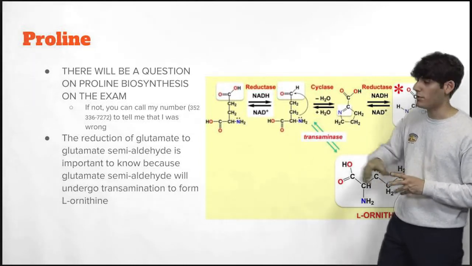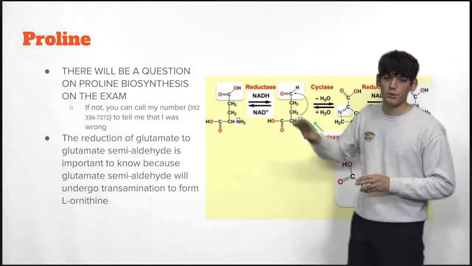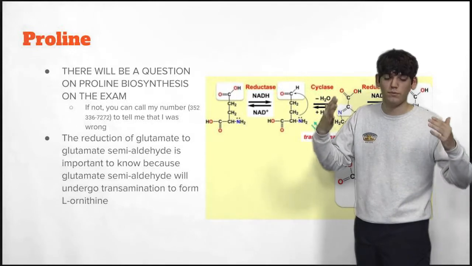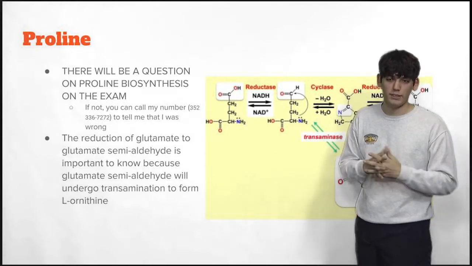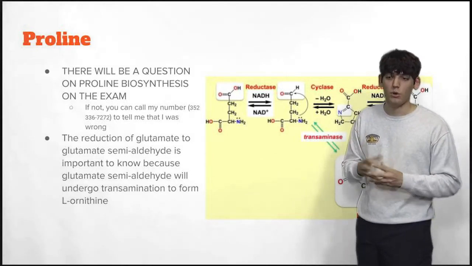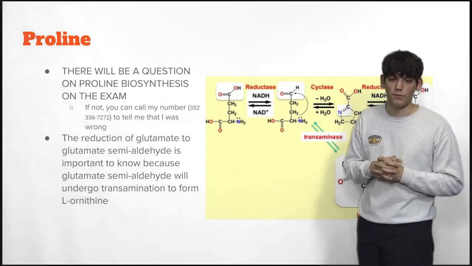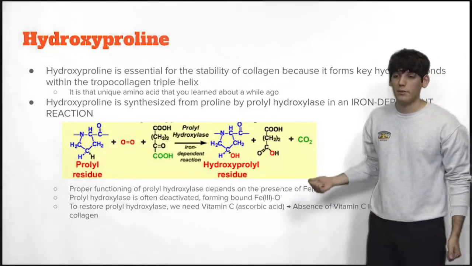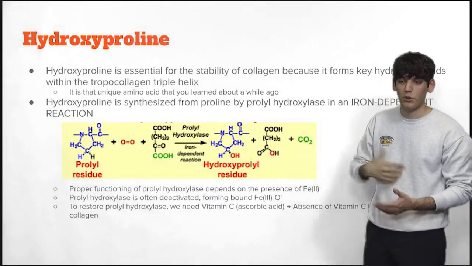That cyclase will form this sort of cyclic structure, which will undergo another reduction to form proline. This is really important to understand because it's a convergence point in this amino acid biosynthesis section, right? Proline is not only important for arginine, it's also important for hydroxyproline. So as I mentioned, proline is important for hydroxyproline.